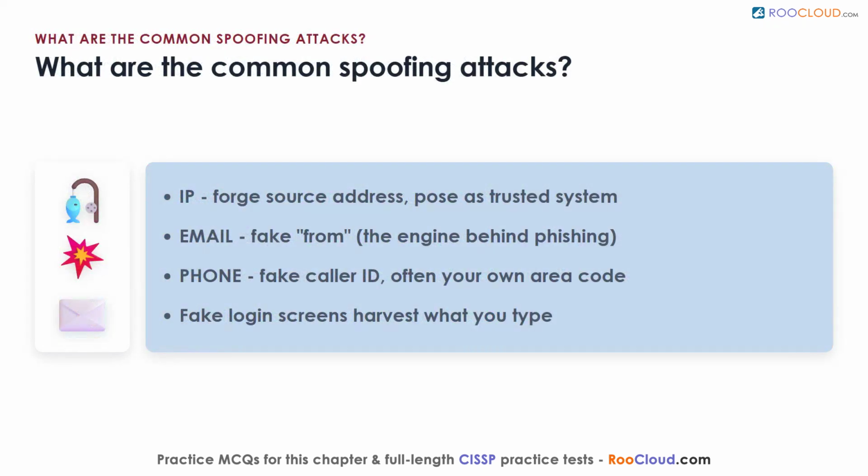Now, impersonation in its many forms. What are the common spoofing attacks? Spoofing means pretending to be something or someone you are not, and it shows up across several channels. In IP spoofing, an attacker forges the source address on their traffic to hide their identity or masquerade as a trusted system. In email spoofing, the from address is faked, so a message looks like it came from a colleague or a bank, which is the engine behind most phishing.